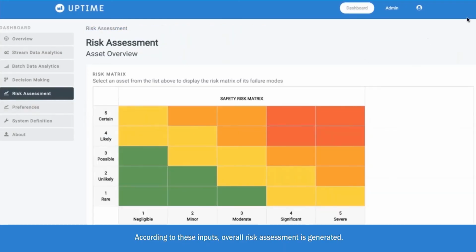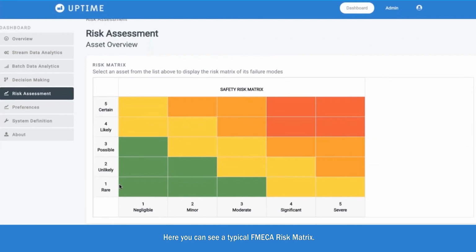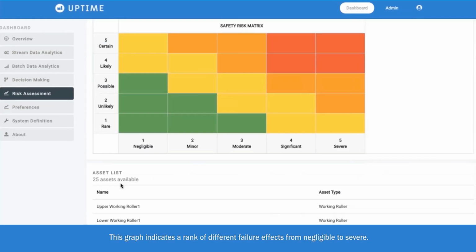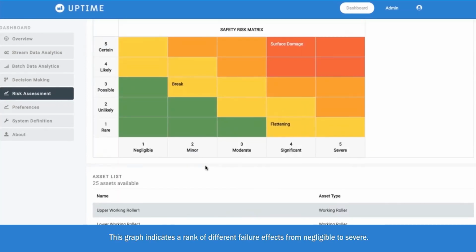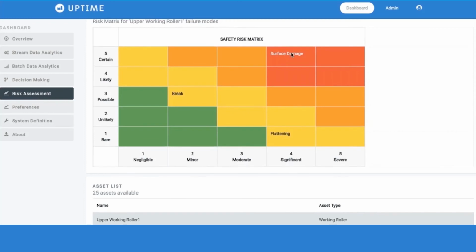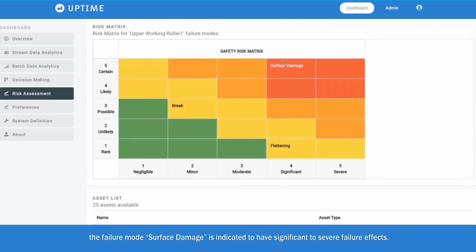According to these inputs, overall risk assessment is generated. Here you can see a typical FMECA risk matrix. This graph indicates a rank of different failure effects, from negligible to severe. As an experimental feature, here you can see the failure mode surface damage is indicated to have significant to severe failure effects.